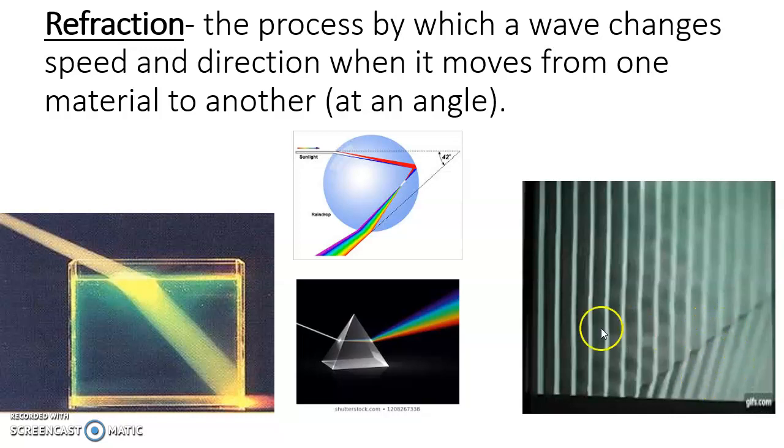This is shallow water over here. You see that it changes direction, and also these waves are a little bit closer together, which is an indication that the wave is traveling slower. So we see this refraction effect in both light and water.